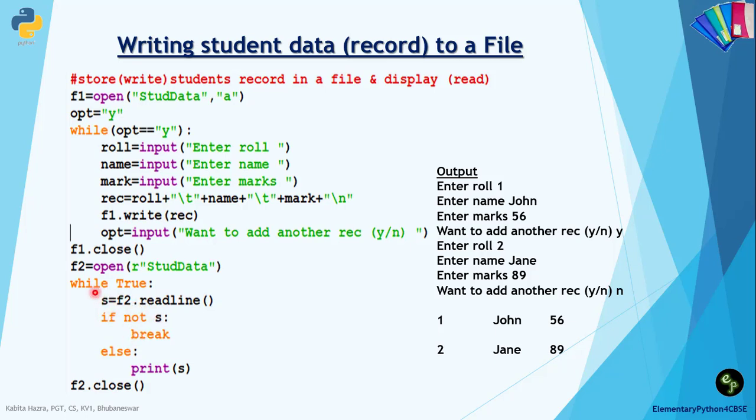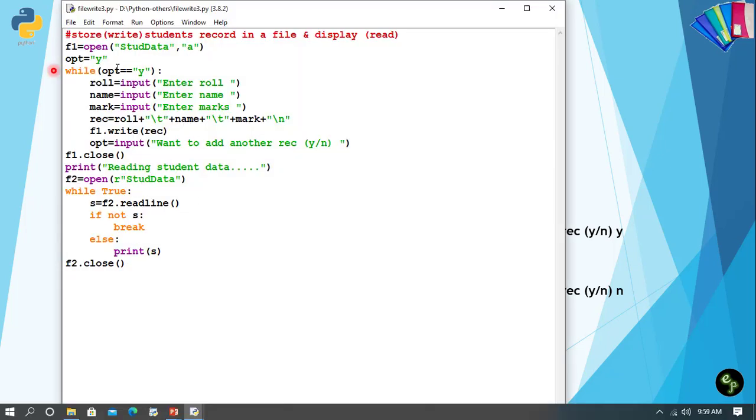So if there is no record to read anymore, then this part will be true. If not s, it will break the loop and come out of the loop to close the file. Otherwise it will read a line of text from the file and print it. It will display the student records line by line. We have already fixed the program, so let us execute it directly.